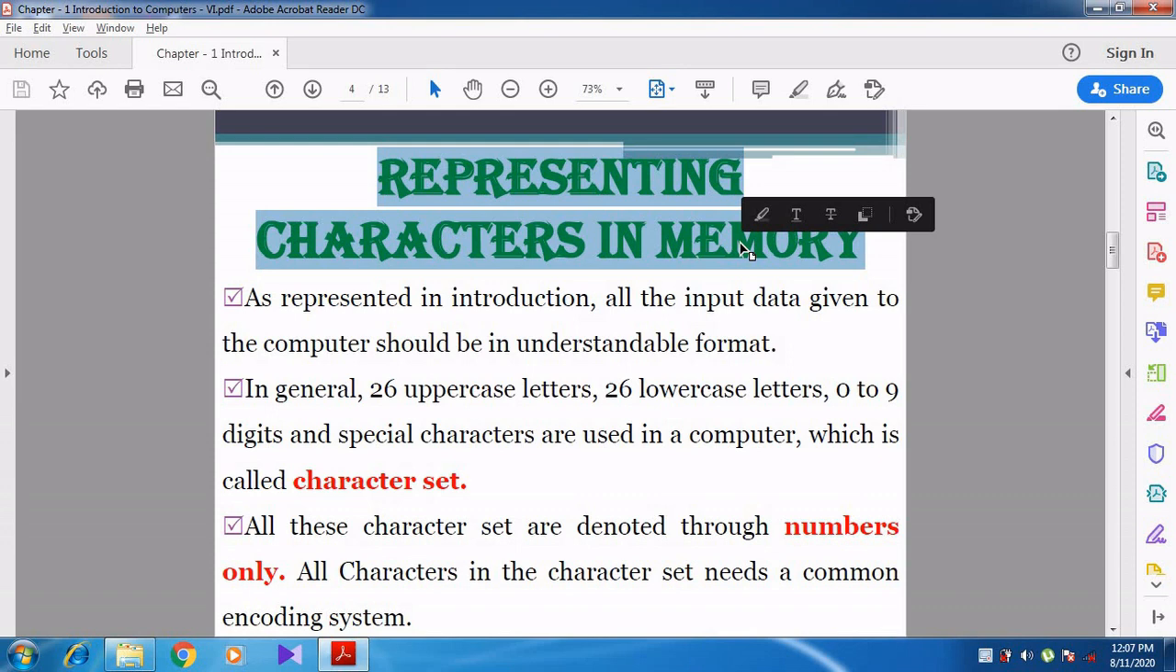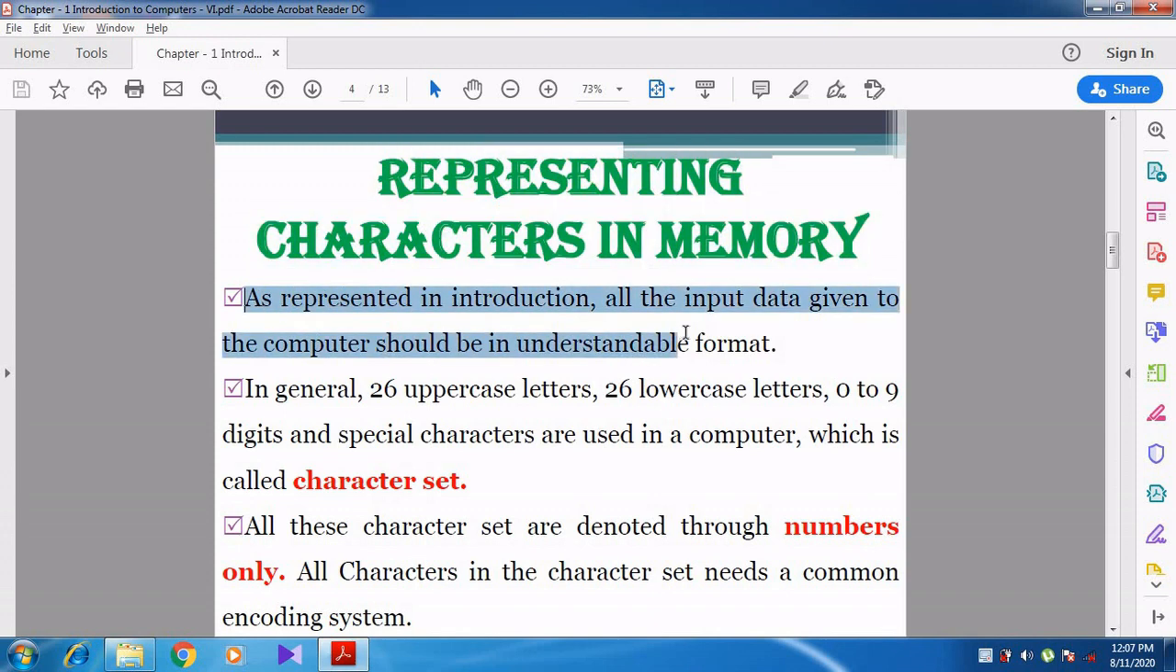But these characters and numbers are not stored in the memory because the computer can understand only zeros and ones. So how are the characters represented in the memory? Is there any other system that is followed in the memory? That is what we are going to see now.